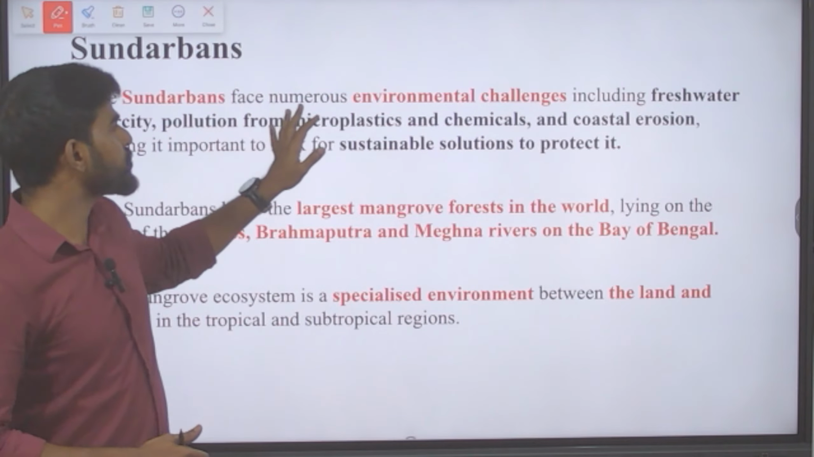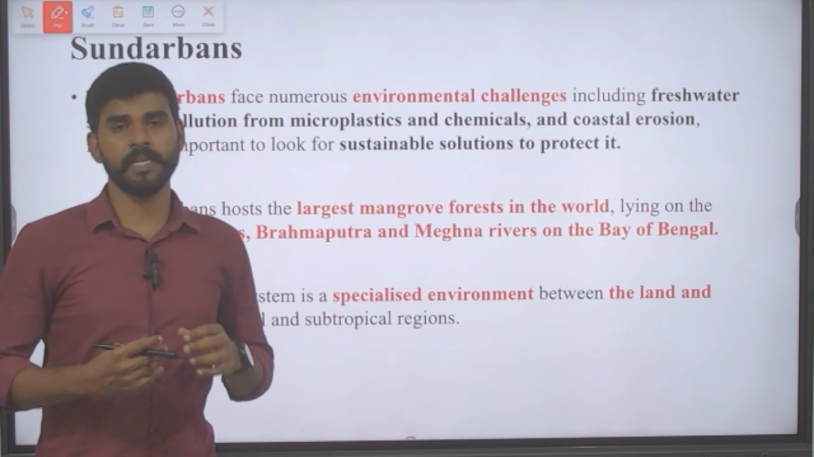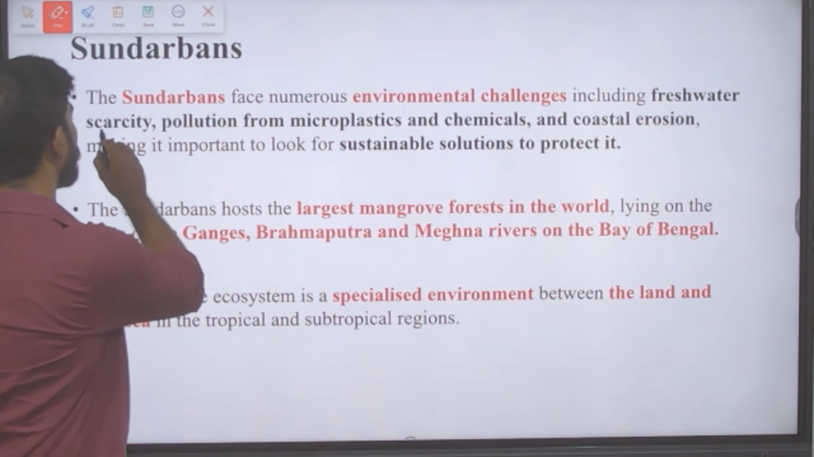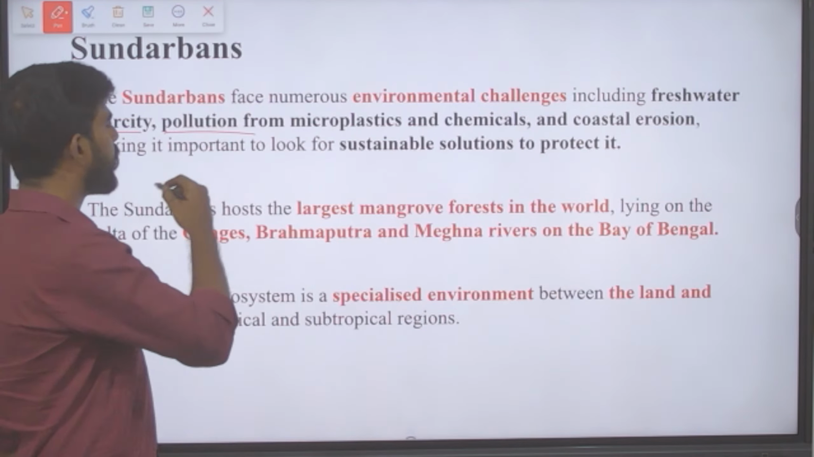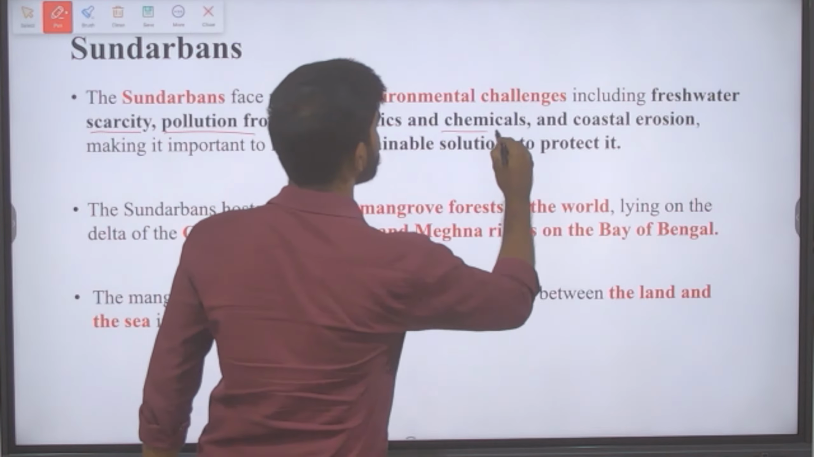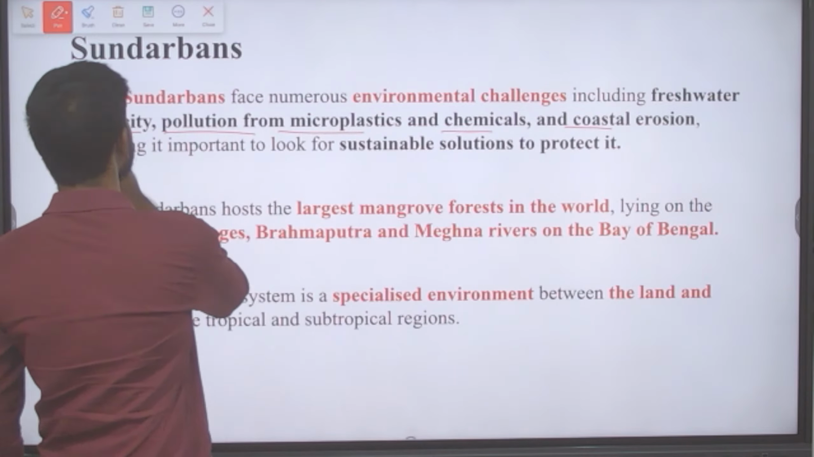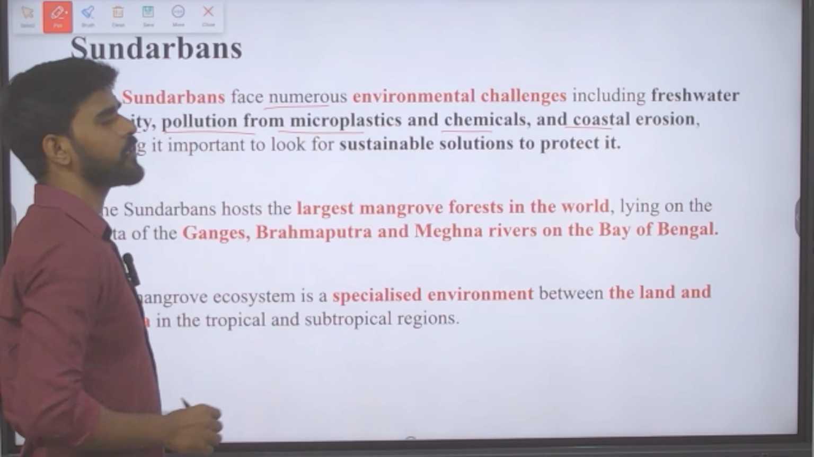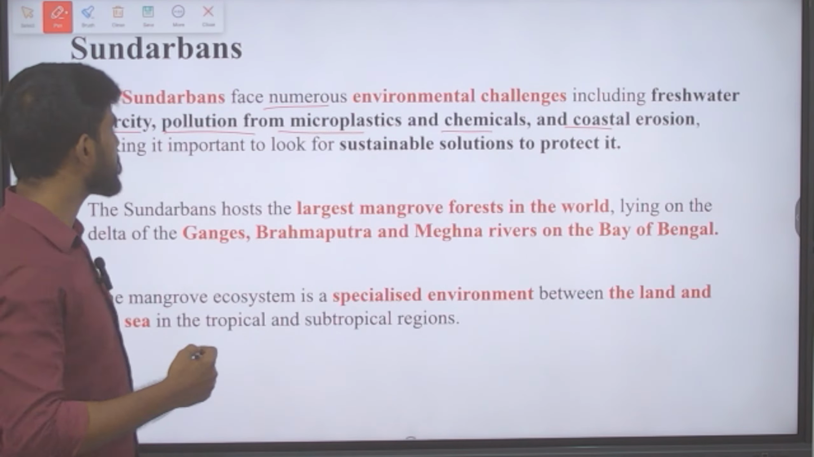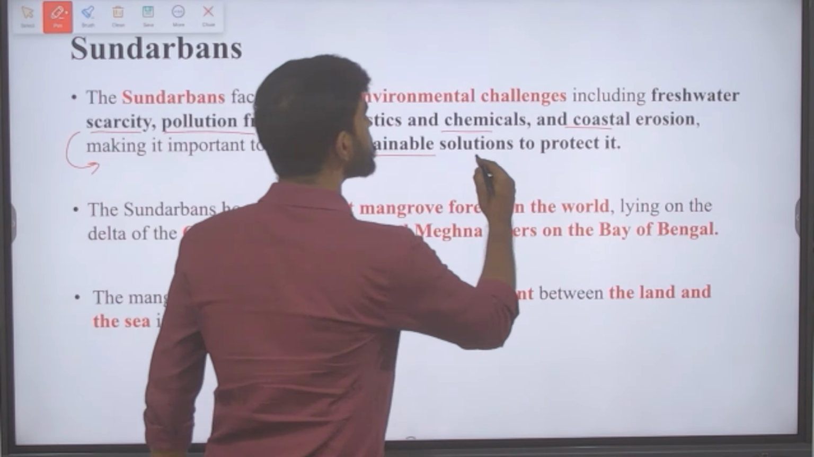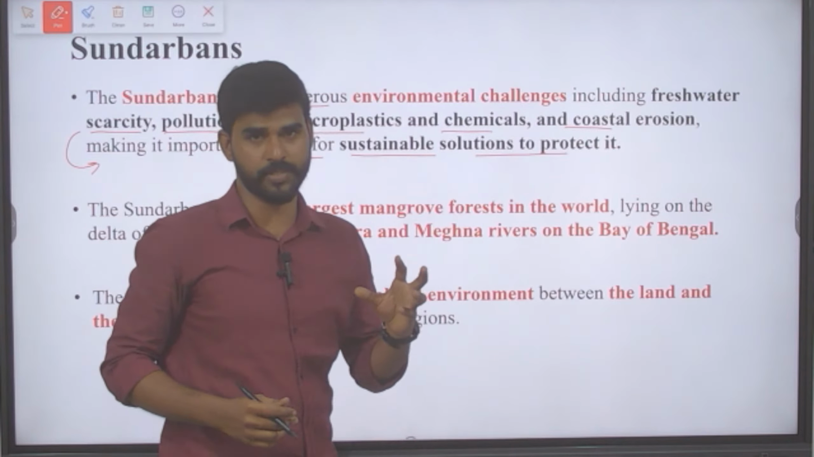The Sundarbans face numerous environmental challenges, like water scarcity, especially freshwater scarcity, pollution from microplastics and chemicals, and coastal erosion. These are all the environmental challenges that are faced by Sundarbans. Thus, it is important to look for sustainable solutions to protect this ecosystem.